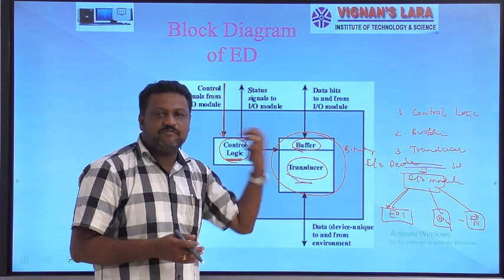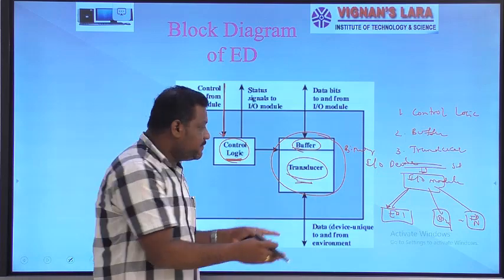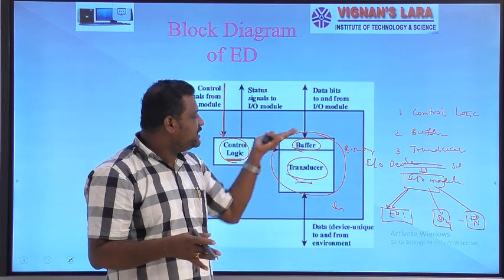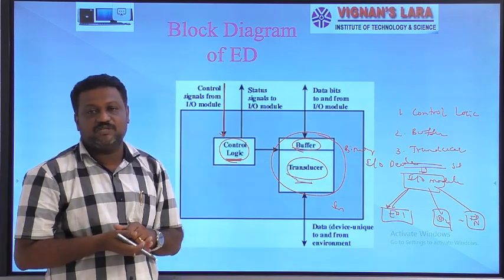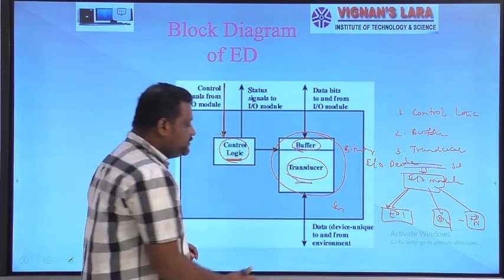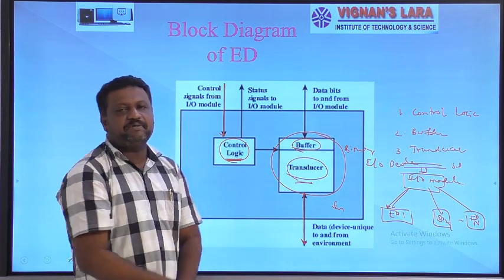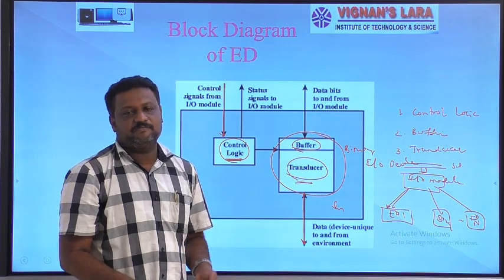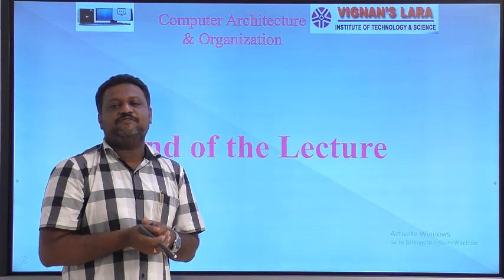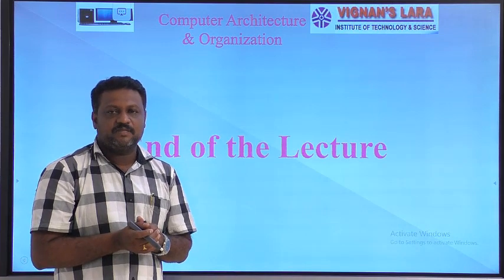Similarly, at the other end, the transducer converts the input information, which is in any form, to binary form. Later the data is stored in the buffer and then transferred onward. The user always gets information from the input and output devices through the transducer itself. So this is a simple block diagram of an external device. I hope you understand the different categories of I/O devices and the simple internal block diagram of an I/O device. Thank you for patiently listening.